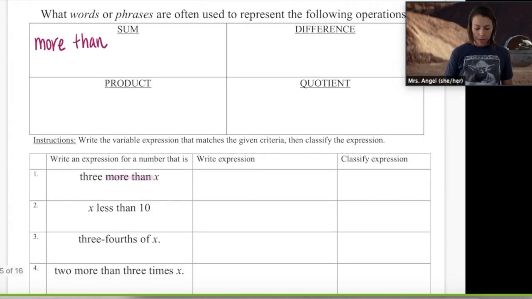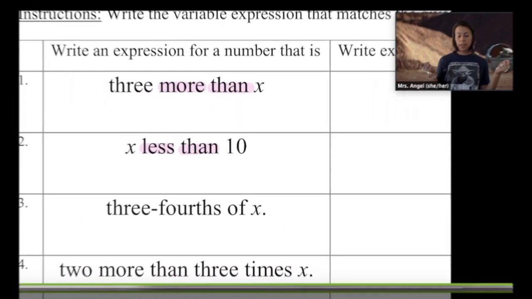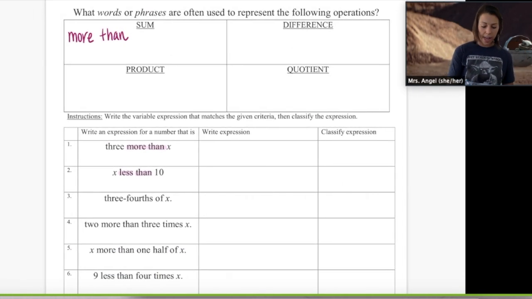Let's find some more. In number 2, x less than 10. Well, the phrase here, because x is x and 10 is 10, is the phrase less than. What do you think less than means? If you said less than means subtraction, you are correct, because less is the opposite of more and subtract is the opposite of add. So less than is a way to represent a difference.